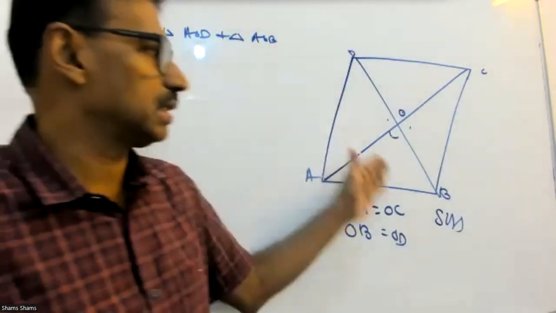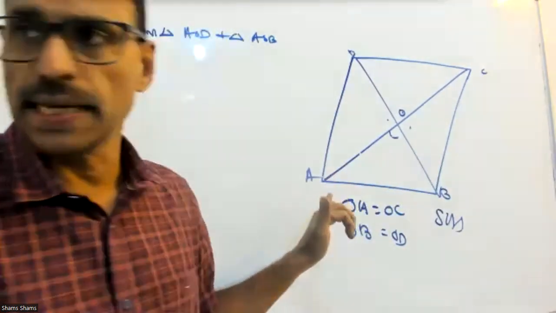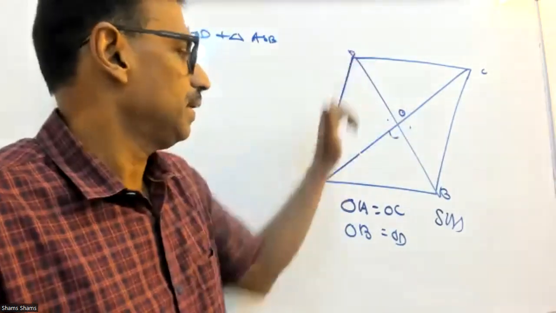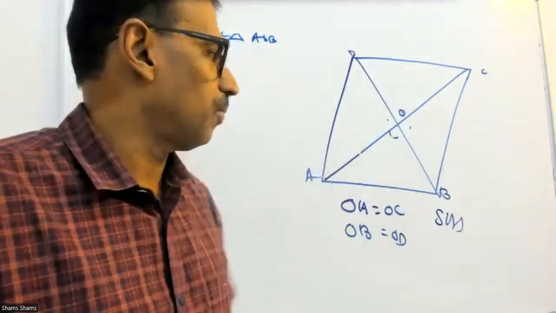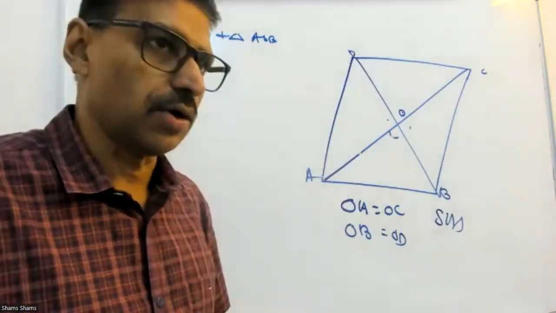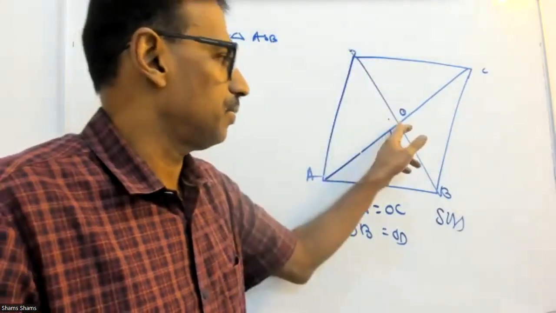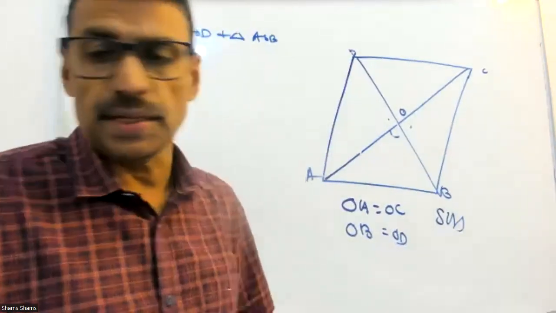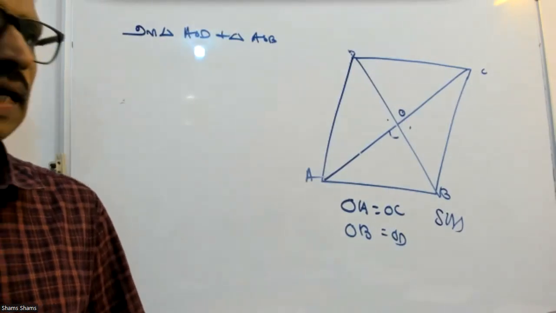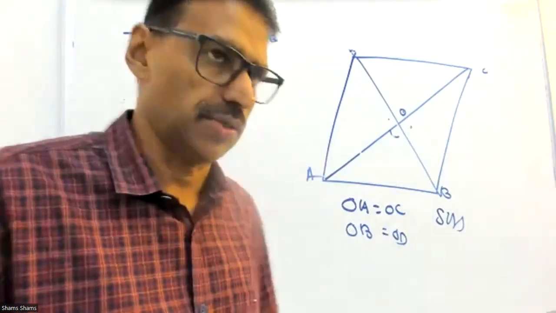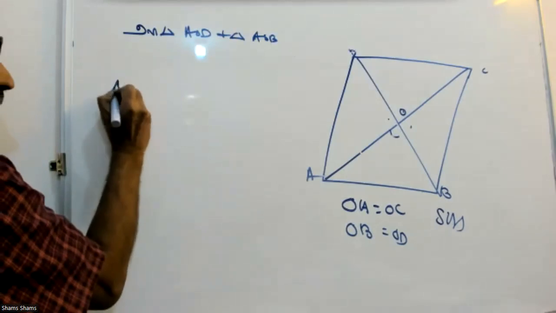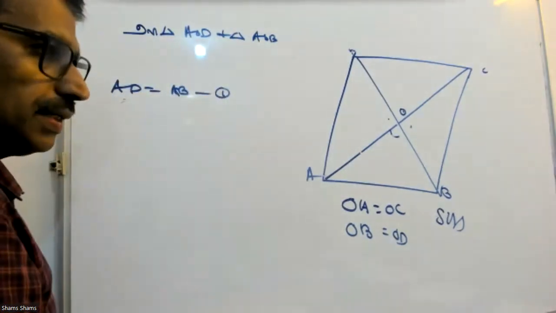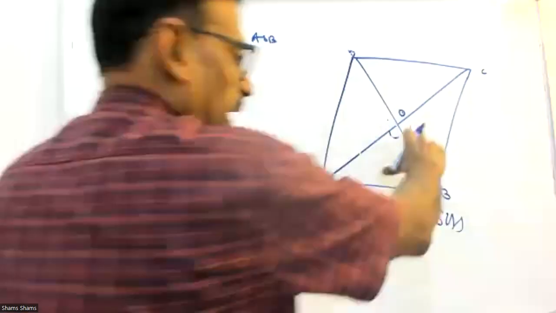Now we got these triangles are congruent. How? Once again, look here. In triangle AOD and AOB, OA equal to OA common, OD equal to OB given, and angle AOD equal to angle AOB equal to 90 degree. Therefore, these triangles are congruent by SAS congruence. Hence, AD equal to AB, CPCT.